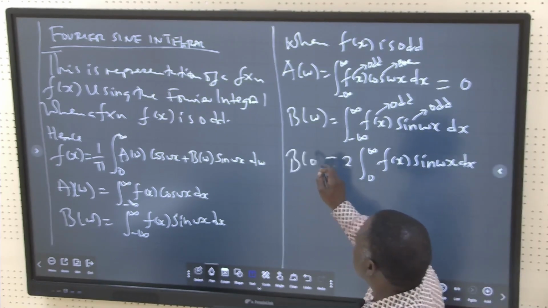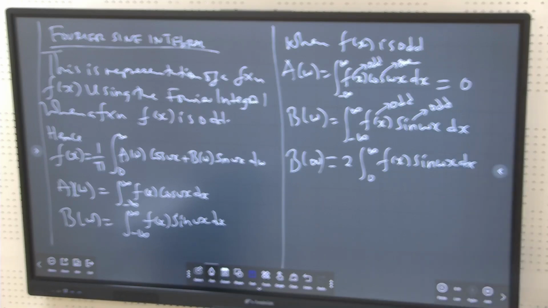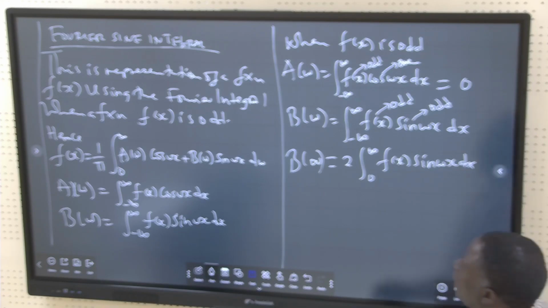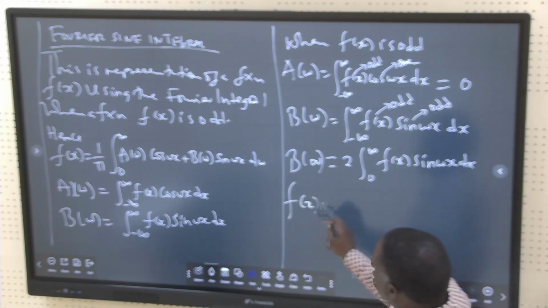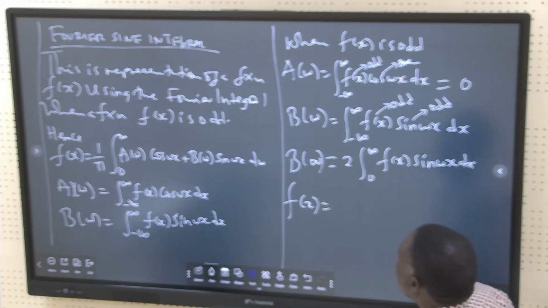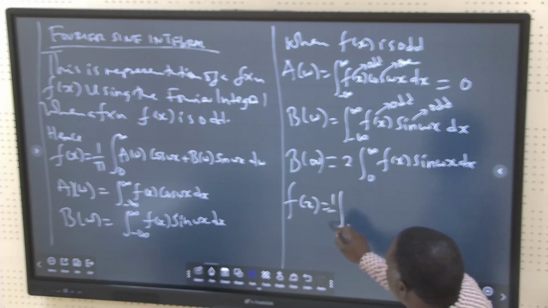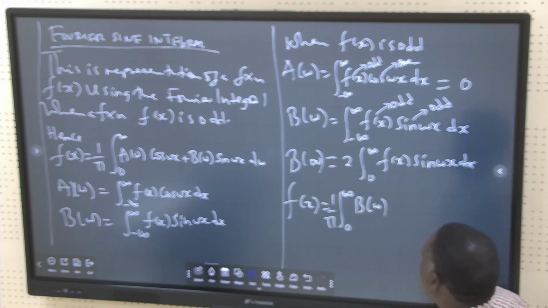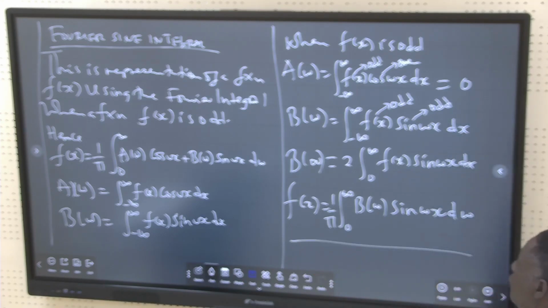So when evaluating the Fourier sine integral, this formula will be used to find b omega, and thus the function f of x will be equal to the integral of 1 over pi from 0 to infinity of b omega sine omega x with respect to omega. So this is how the Fourier sine integral will look.